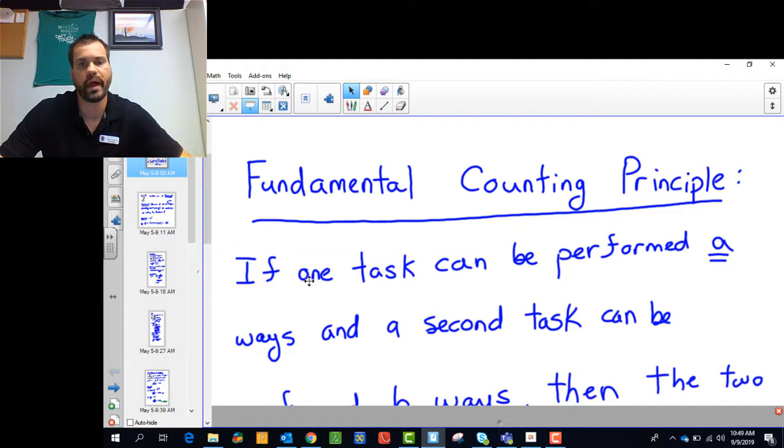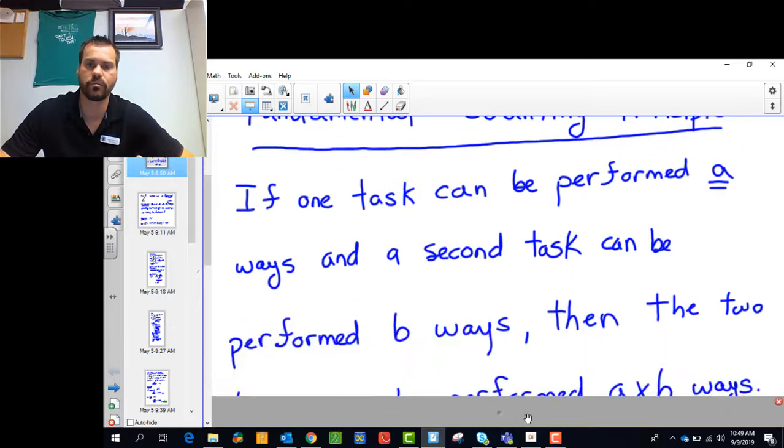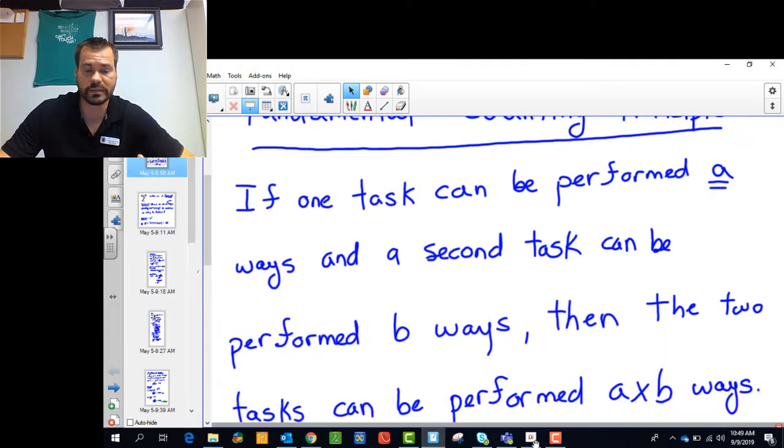If you have one task, so one thing you want to do, and it can be performed A ways, that's not an A, it's an A. In other words, it could be 5 ways, it could be 6 ways, but if there's a certain number of ways that it can be performed, and then you have a second task that can be performed B ways, that is another set number of ways, then the two can be performed together in A times B ways. That's the fundamental counting principle.